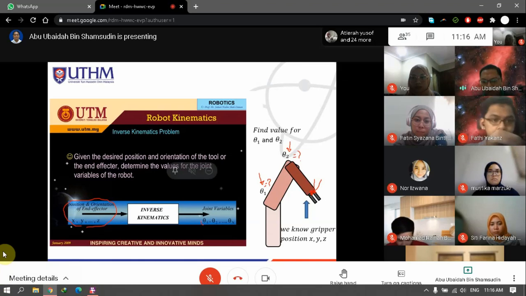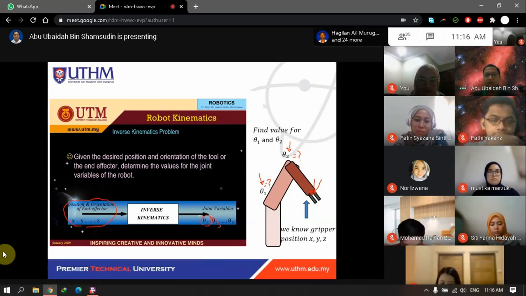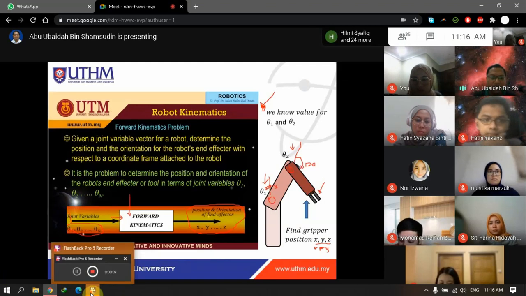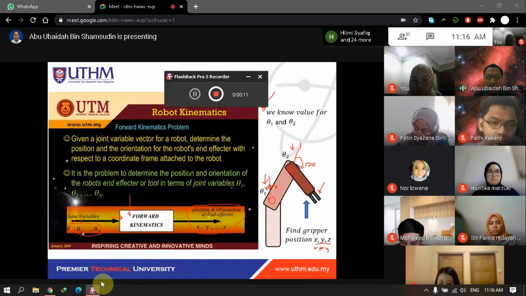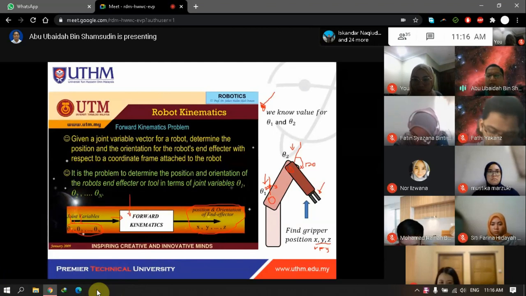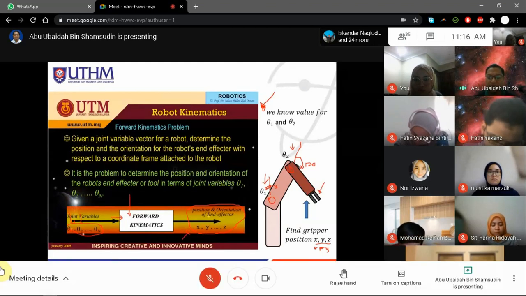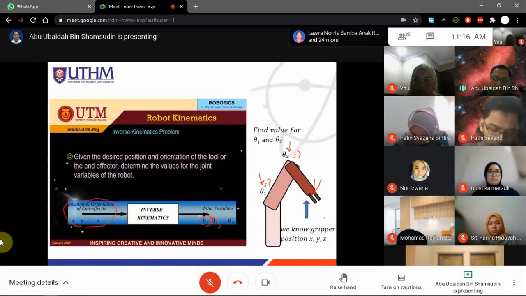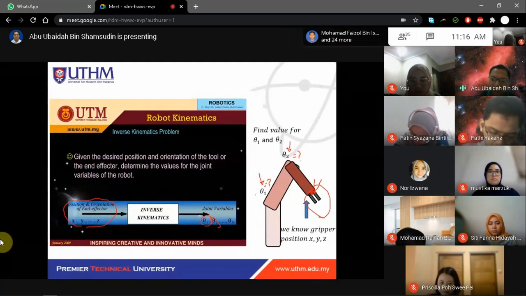the value for theta 1 and theta 2 like this. Okay. So for kinematics, dia terbalik. We know the value for theta 1, theta 2 and so on. We want to calculate the end position for our robot arm. For inverse kinematics, we know the end position, but we don't know the value for theta 1 and theta 2.